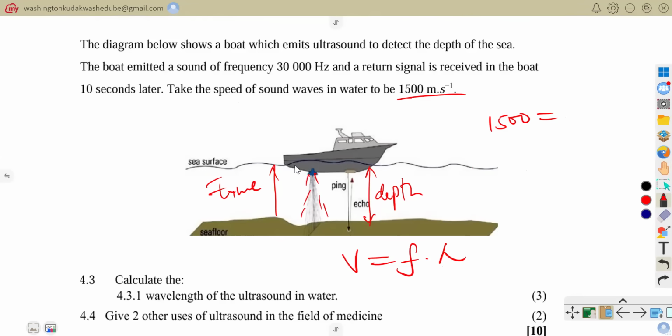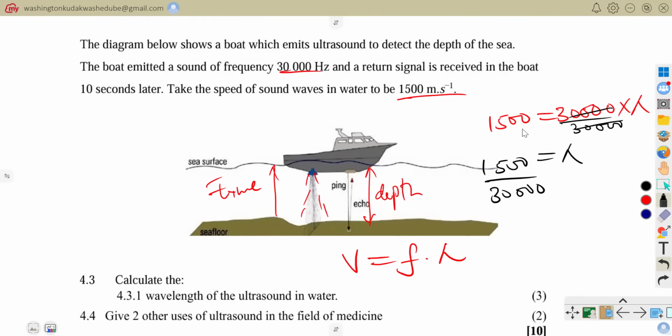Am I given this frequency? Yes, I'm given that frequency. That becomes 30,000. So what is left now is my wavelength. So here I would say my wavelength is equal to 1,500 divided by 30,000. I will divide throughout by 30,000. These will cancel out and I'll be left with lambda being equal to 1,500 divided by 30,000.